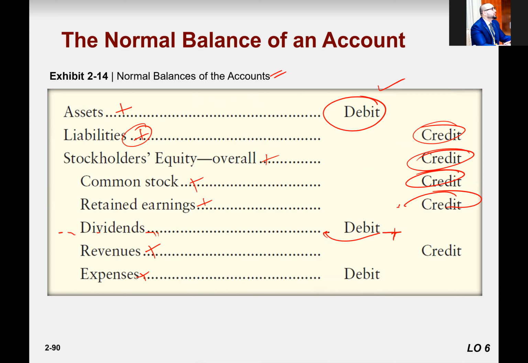Just remember, like dividend increase or decrease, everything is about increase because this is the normal balance, right? There's a balance of salary expense of 10,000. The question didn't mention whether it is a credit balance or debit balance. Assume the normal balance, which is debit.